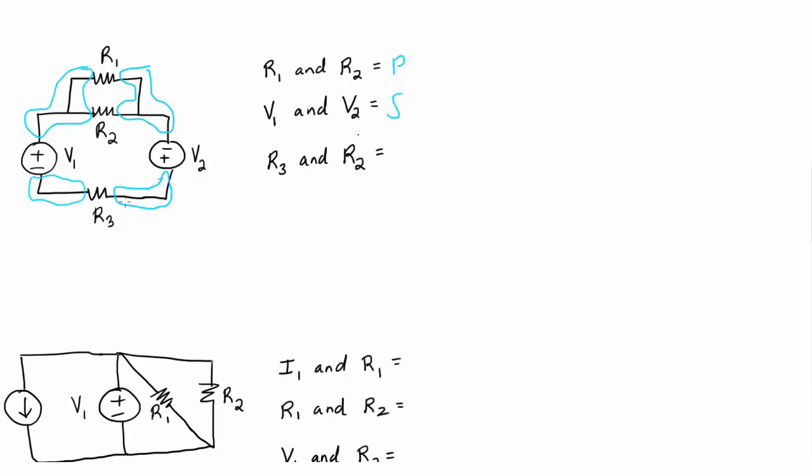R3 and R2, these have both a different current that's flowing through them and 0 nodes in common. Therefore, they must be neither.